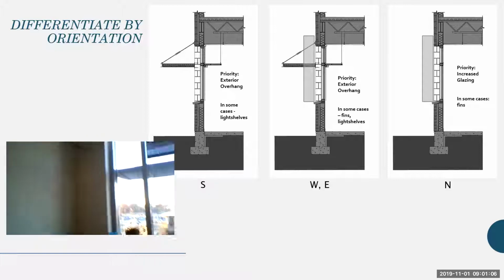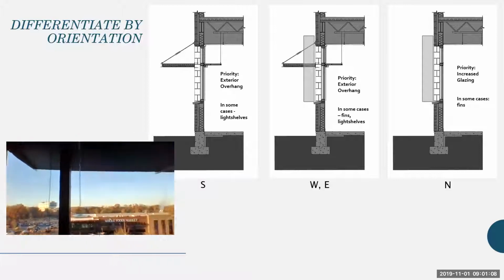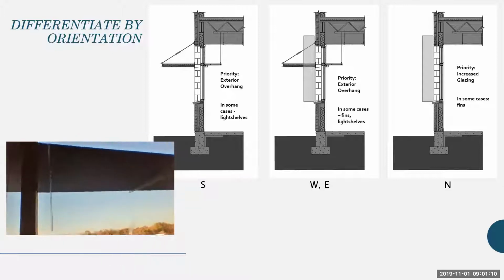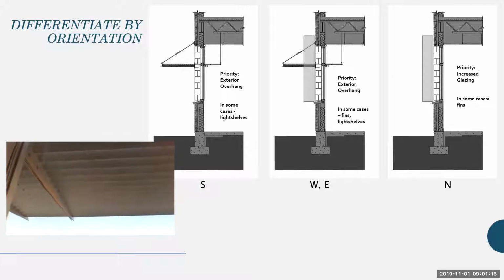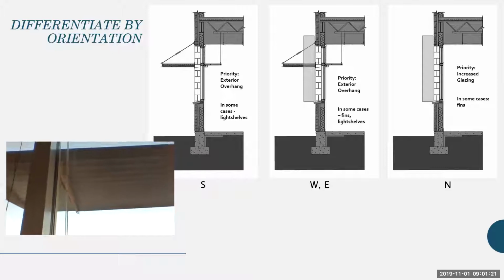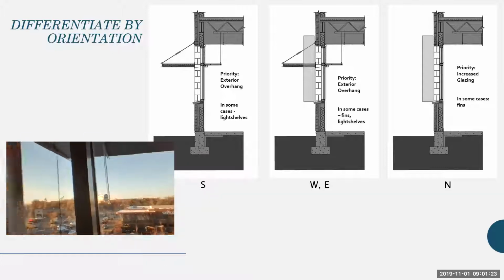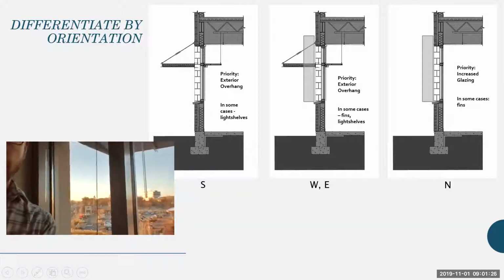All right, so now we are looking kind of southwest, and you can see here there's an exterior light shelf, and the fins here are angled in such a way to bounce a lot of that natural light up into the space while avoiding direct glare. All right, let's pause here.